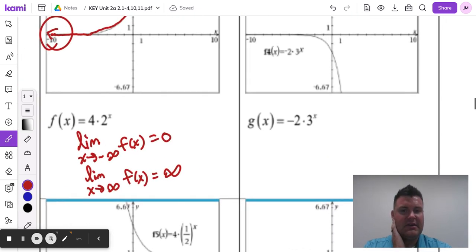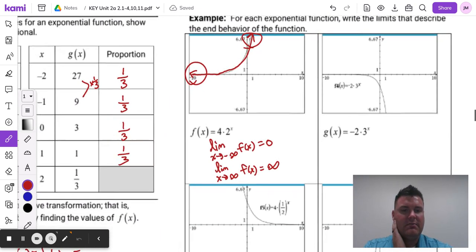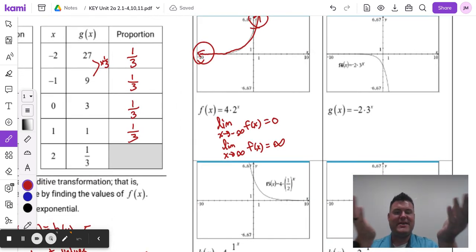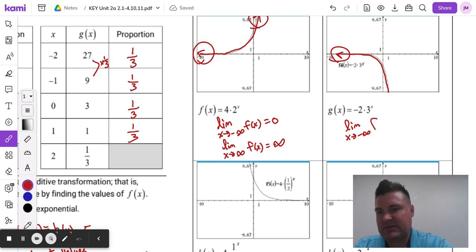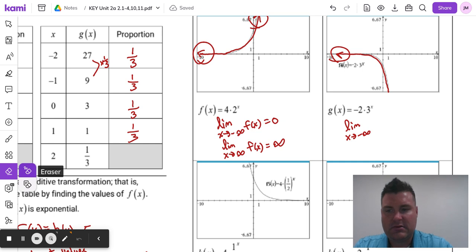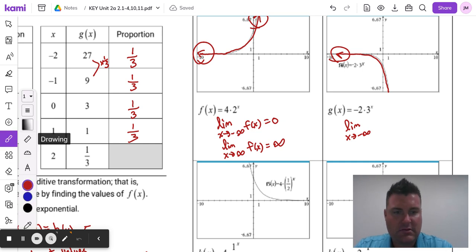Now, this is almost the same thing for this next one, but we have a negative a value in front, which is totally fine. I'm going to trace this for you so it's a little easier to see here on the video. Our left end behavior is still going to 0. So our limit, as x approaches negative infinity of g of x, is equal to 0. And our limit, as we go out to positive infinity of g of x, is going to be negative infinity.